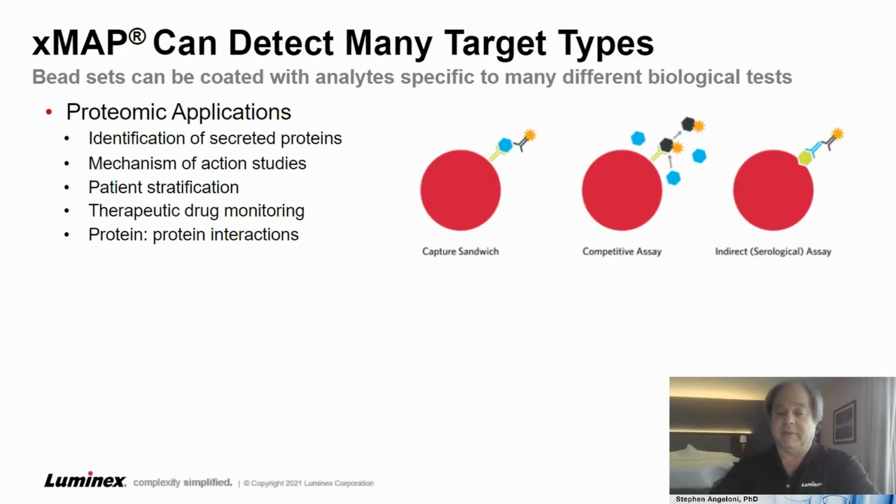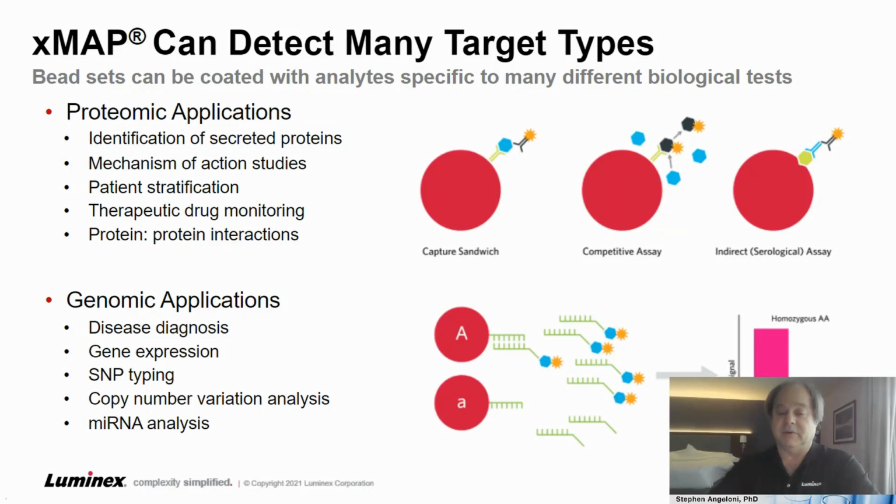So for proteomic applications, there's a variety of different chemistries that can be built. You can build sandwich capture assays, there are competitive assays, and over the last 2 years, indirect serological assays, where you have an antigen coupled to a bead, and you're looking for antibodies in plasma or serum, or if you're designing recombinant antibodies, you see how specific they are for an antigen. This type of assay has been used quite extensively the last 2 years during the pandemic.